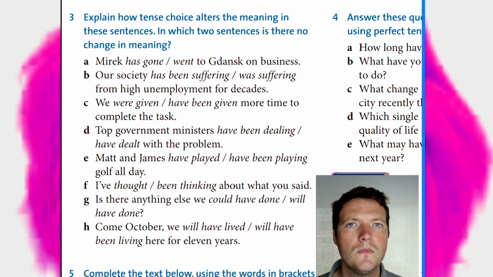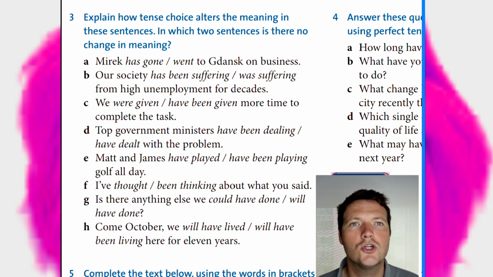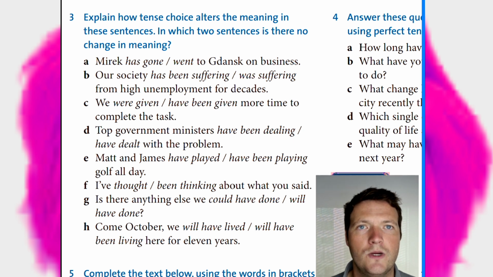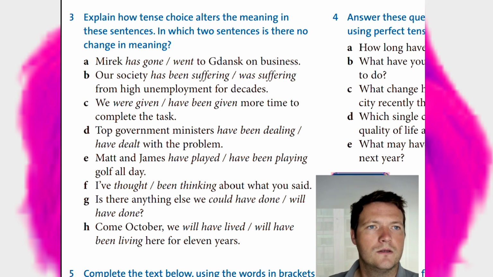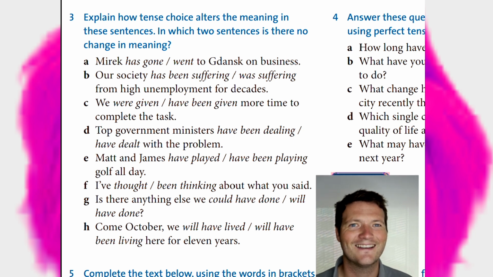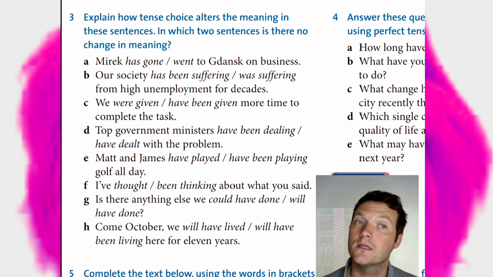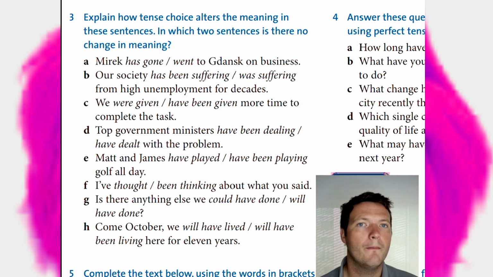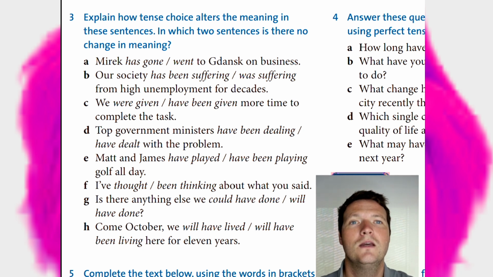Okay. So, in exercise 3 it says, explain how tense choice alters the meaning in these sentences. In which 2 sentences is there no change in meaning? Right. Okay, so let's have a look at this. I think I can explain these. So, Mirik has gone, or Mirik went to Gdansk on business. So, Mirik has gone to Gdansk on business means that he is not here now. He is in Gdansk or on his way to Gdansk.